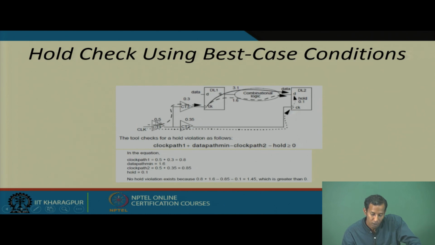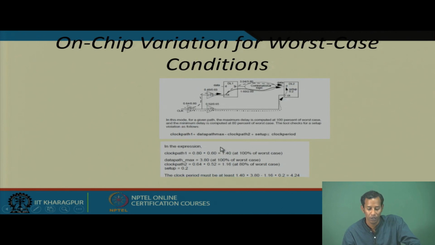Okay. So, now if you get this value as less than 0, at that time you will find a hold violation. When you get a hold violation, it means the data reaches too early. That means, if this particular value is, let us say, minus 0.05, then minus 0.05 means that much of hold violation you will get in this particular circuit. Okay.